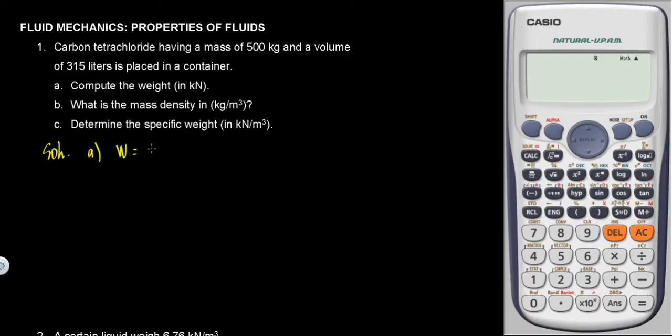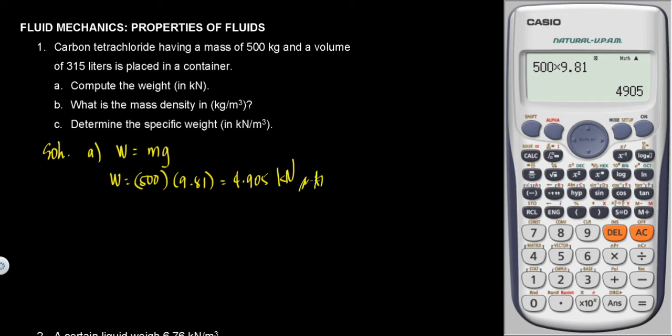So what is the weight? Weight is given by this formula: mg, mass times the acceleration due to gravity. Weight is equal to given mass 500 multiplied by 9.81. So let's use our calculator. 500 by 9.81 equals 4.905 kilonewton. So very easy. So this is the answer.